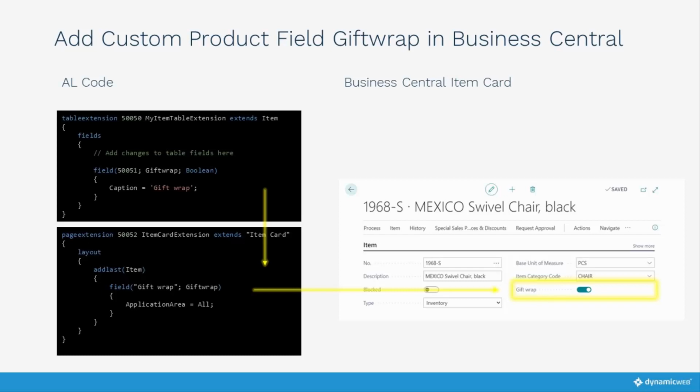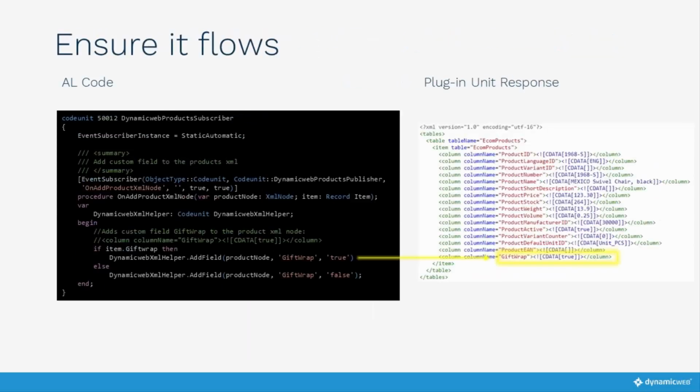And in this case, you can see that the gift wrap checkbox becomes available, and the end user can say, yes, the Mexico chair is a gift wrappable product. Then we subscribe to the event on add product XML node, which is an event from Dynamicweb's plugin unit. And in this case, we just detect if an item is gift wrappable true, then we also write true, and if it's false, then we write false. And now every time you request products, you'll get the gift wrap field in the response.